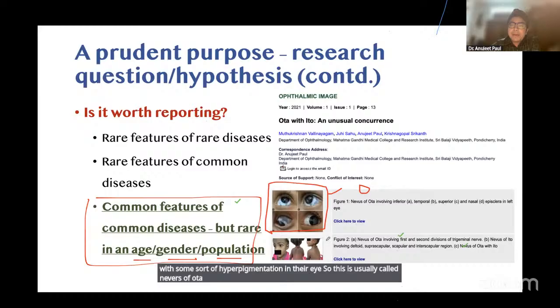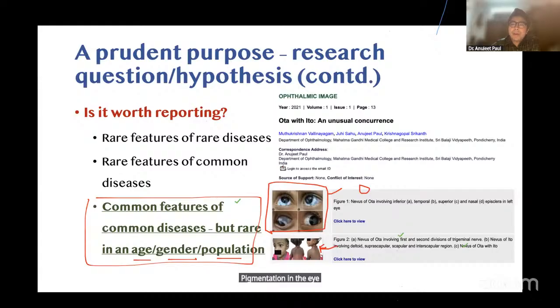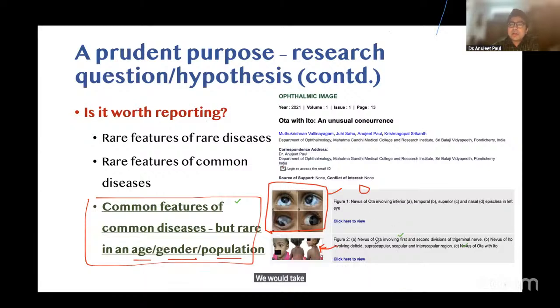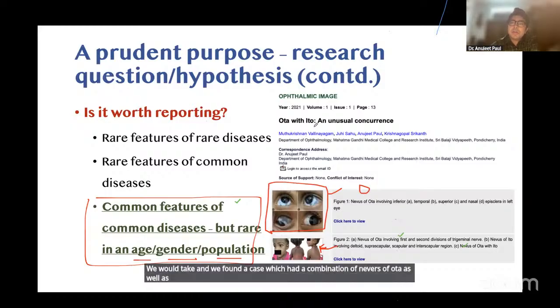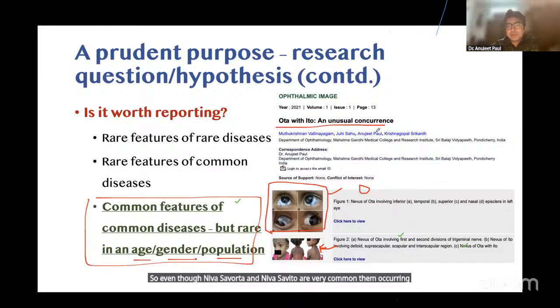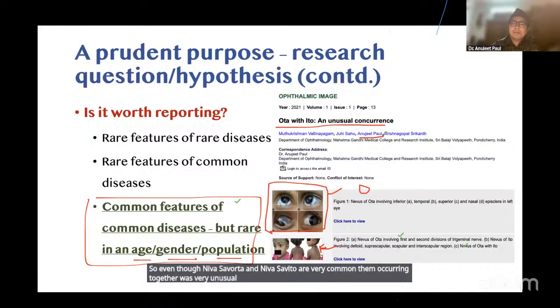And this child happened to have a pigmentation on the back as well. So what we did is that for the longest time, we kept asking patients with pigmentation in the eye, can you show me your back? Do you have pigmentation on your back? And if they did, we would take, and we found a case which had a combination of nevus of Ota as well as nevus of Ito. So even though nevus of Ota and nevus of Ito are very common, them occurring together was very unusual, and therefore it led us to get a publication.